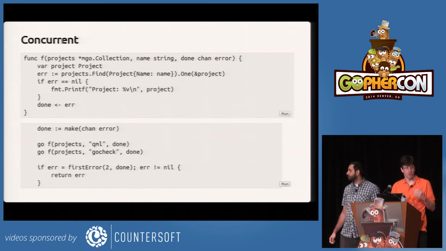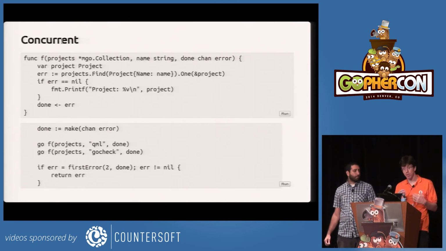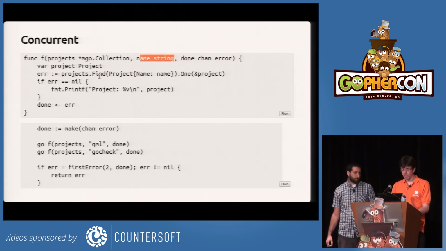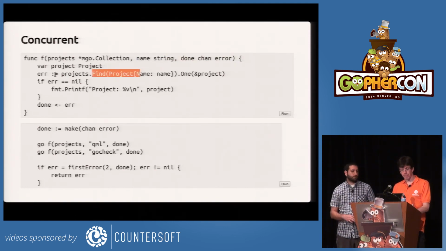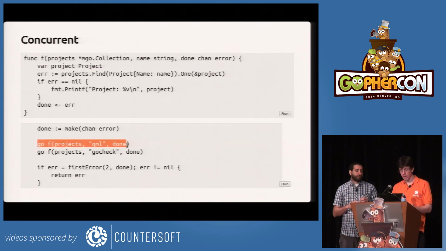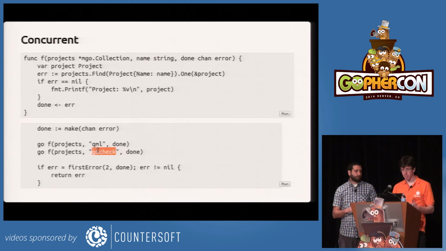So this is true with the mgo package. There are a number of things there. And this is true with the Mongo driver as well. So, for example, in that example I'm providing here, I provided a project parameter to the function, and then a name of a project I want to look for, and a done channel just to signal when things are done. And then we do the same thing I did before, just finding one object. And then we execute that twice, once for the mgo package, once for the Go check package. And let's see how that works.